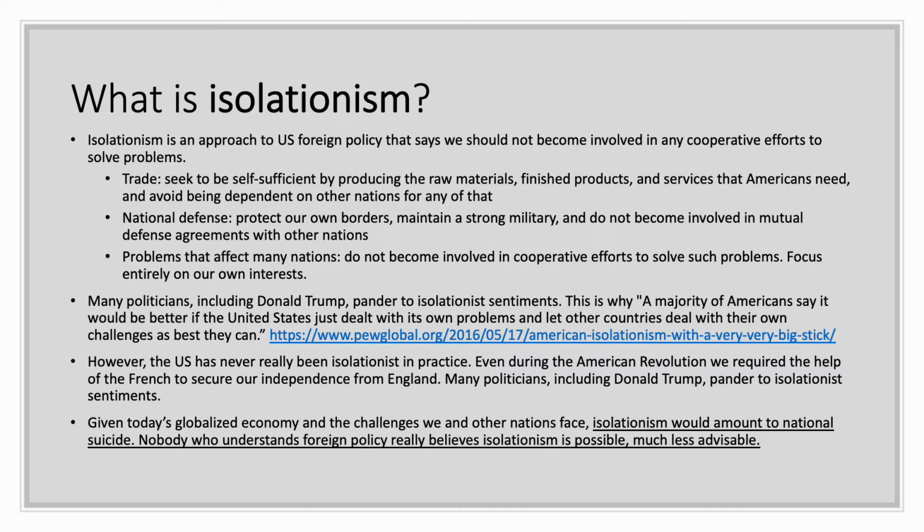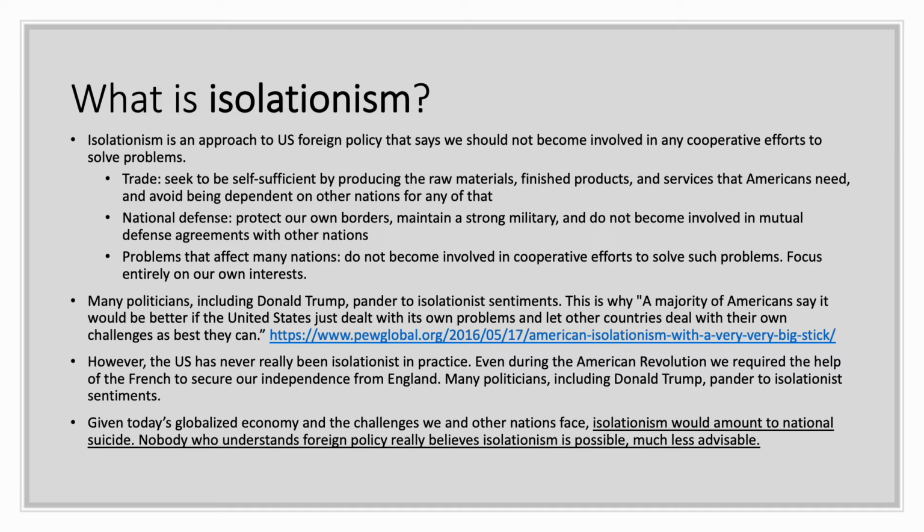In other words, take the position that if there are all these problems that affect other nations, let the other nations solve them. Don't become involved in cooperative efforts to solve problems like nuclear proliferation or drug dealing or COVID or whatever. Just focus entirely on our own interests and our own actions.